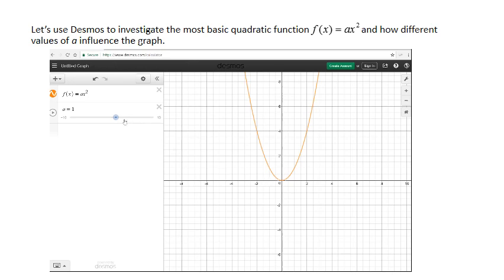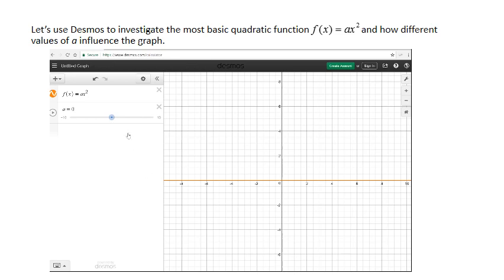Now, what I can do with the slider is I can change the value of a. So I can make it bigger, and notice the parabola gets skinnier as it gets bigger, or I can make it go down, and it got fatter as I got closer to 0. Now when I get actually to 0, the graph in essence goes away. It becomes a line, and that's not a quadratic equation. So remember how we said a cannot be equal to 0.